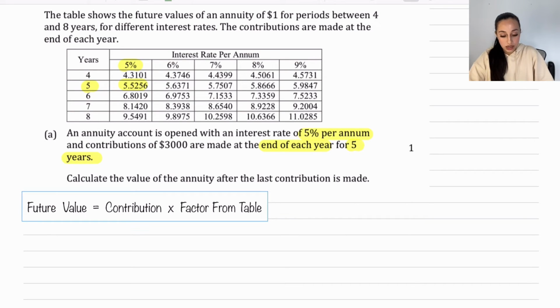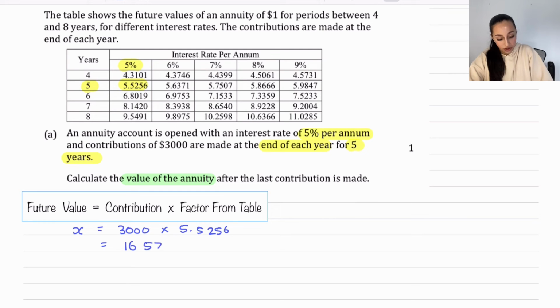Now look at what the question is asking for. This question is asking to work out the value of the annuity, which is asking for the future value or the total value of the annuity. So we're trying to find future value, so I'm going to let future value be X. Our contribution is $3,000, they told us that in the question. And we know that the factor from the table is 5.5256. Put that on your calculator and you should get an answer of $16,576.80. So that's the answer to part A.